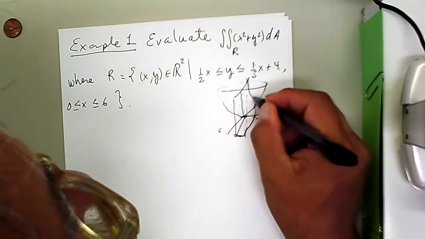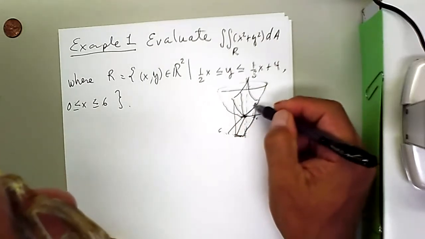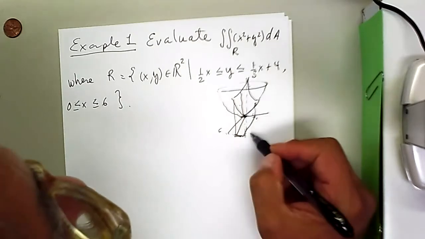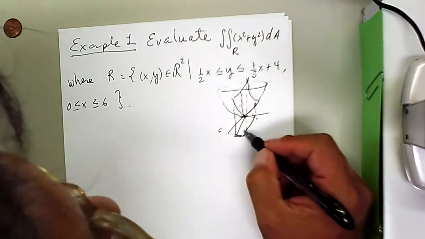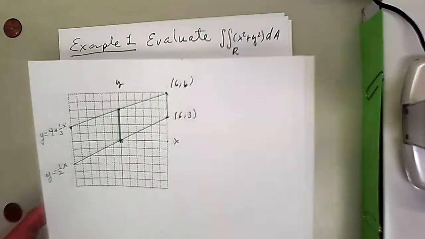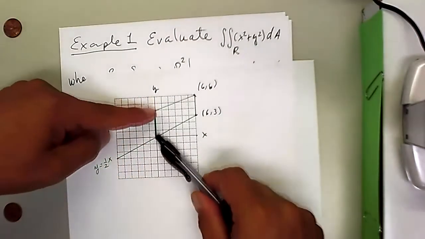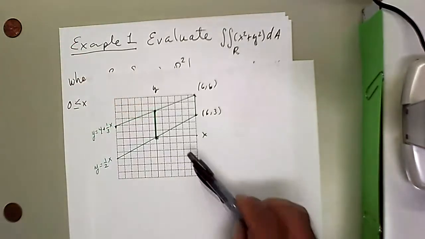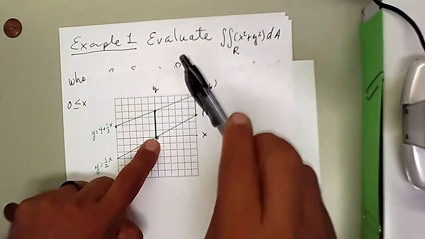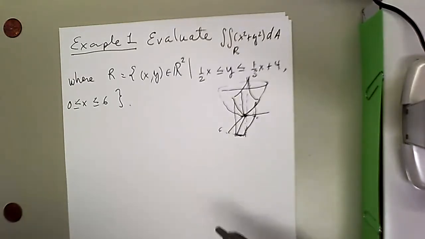So we're going to integrate and obtain, since the function is always positive, the volume under the paraboloid but above this quadrilateral. There's going to be a paraboloid here that opens up, and we want to find the volume above this quadrilateral but below the paraboloid.